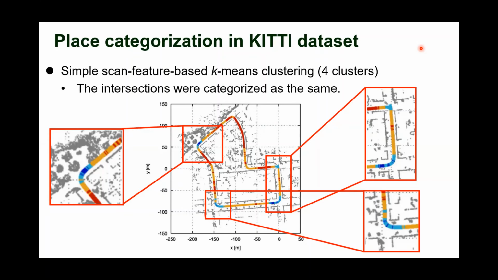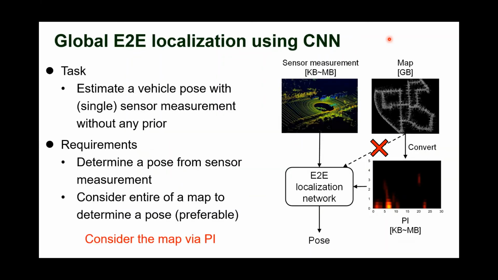These results suggested that the persistent homology can be used to roughly classify the place categories. However, it is difficult to improve the accuracy of localization. We also conducted the global end-to-end localization using a convolutional neural network. In the end-to-end global localization, we try to estimate a vehicle pose from sensor measurements without any prior. CNN learns the relation between the sensor measurement and pose.